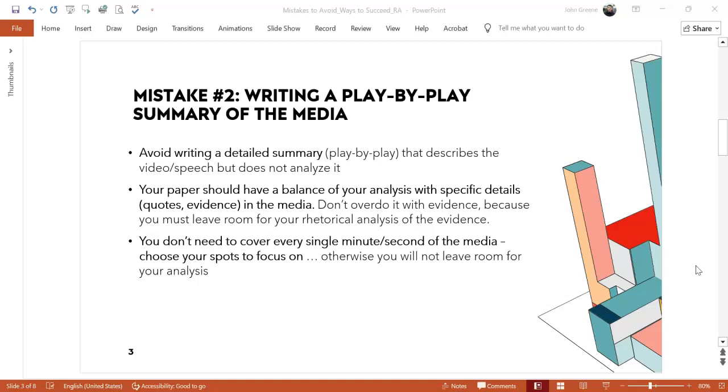You will need many details, but you can't include all details. So you need to have a balance of your analysis with the specific details or evidence, quotes and evidence from the media. Don't overdo it with evidence because you must leave some room for your analysis, okay? That's important. And so don't fall into the trap of recording, analyzing and trying to fit in every single minute, second of the video you choose. You will not be able to do that. This paper does not allow for that. The length is not long enough to do that. So you have to pick your spots, like choose your spots that you focus on that are the most meaningful or have the most impact to the audience, okay? So that will also help you avoid this play-by-play summary mistake.